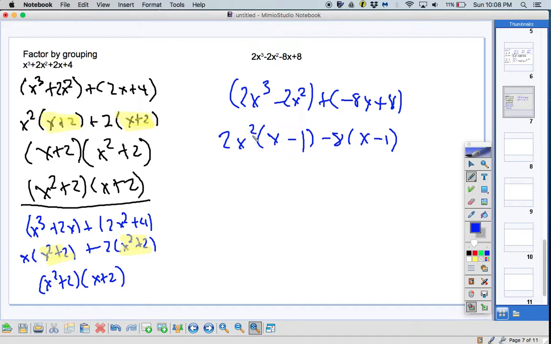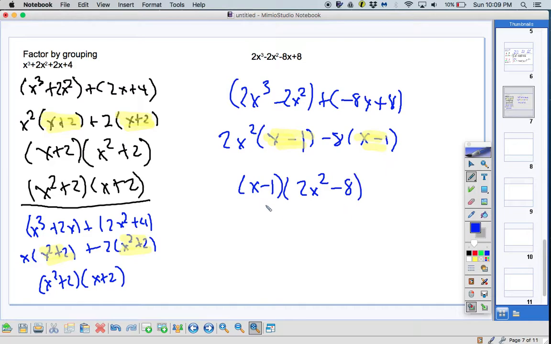Let's check that. 2x squared times x is 2x to the third. 2x squared times 1 is 2x squared. That's good. Negative 8 times x is negative 8x. That's good. Negative 8 times negative 1 is positive 8. That's good. Okay, there we go. And now we have our pair of terms that are in common, right here, x minus 1. So we'll bring the x minus 1 out front. And what's left behind is the 2x squared minus 8.